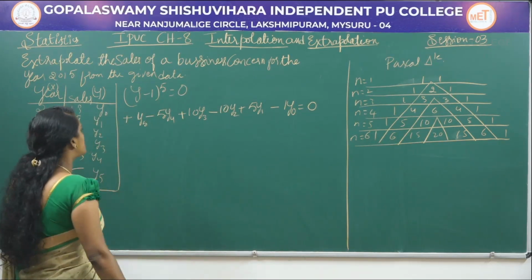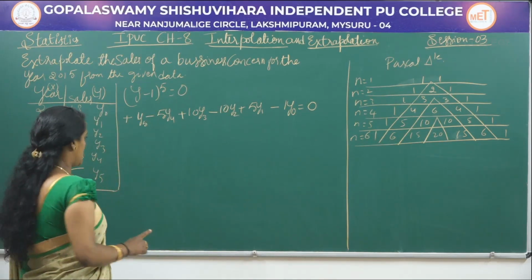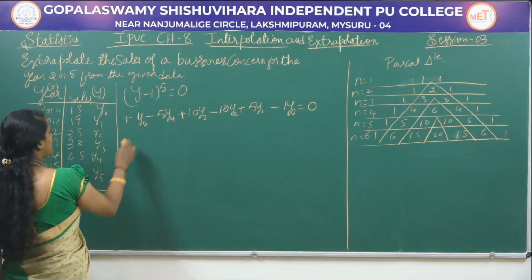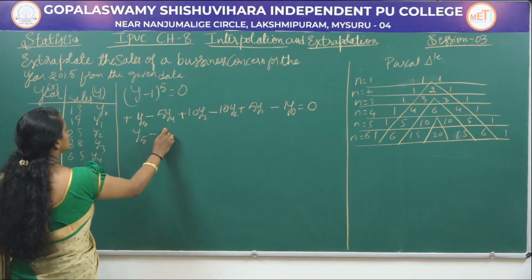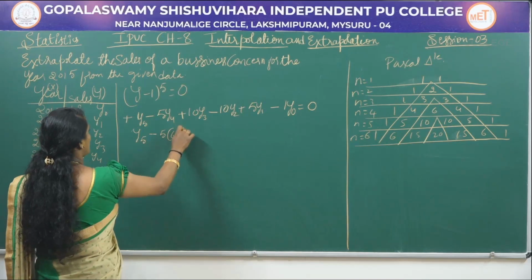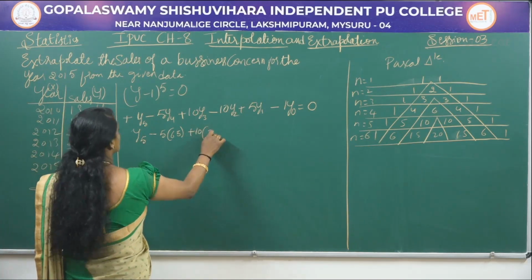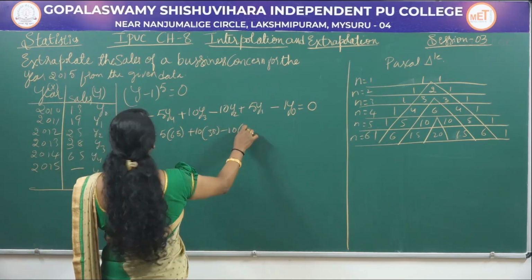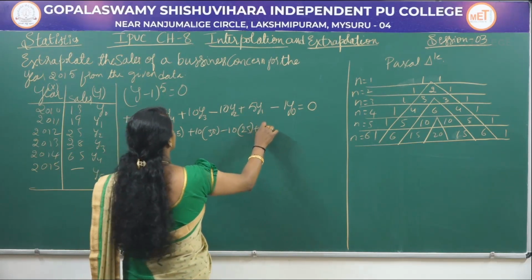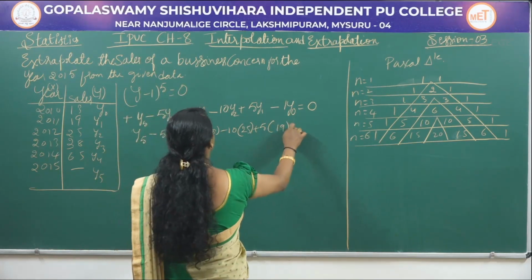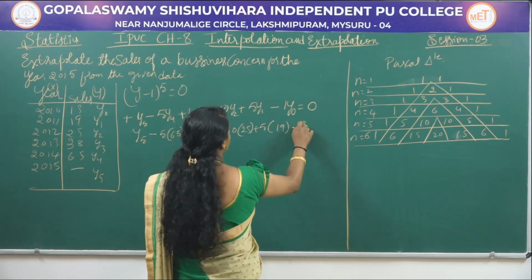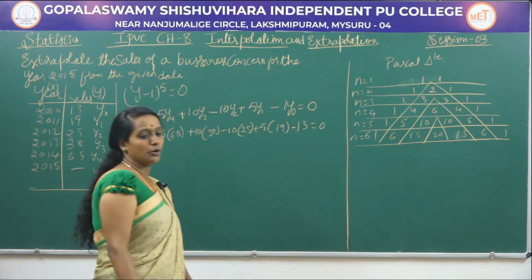Next, you have to substitute the y values in this equation. These are the y values. For y5 we don't know. Minus 5 into y4 is 65. 10 into y3 is 38. 10 into y2 is 25. Plus 5 into y1 is 19. Minus y0 is 13, equal to 0.